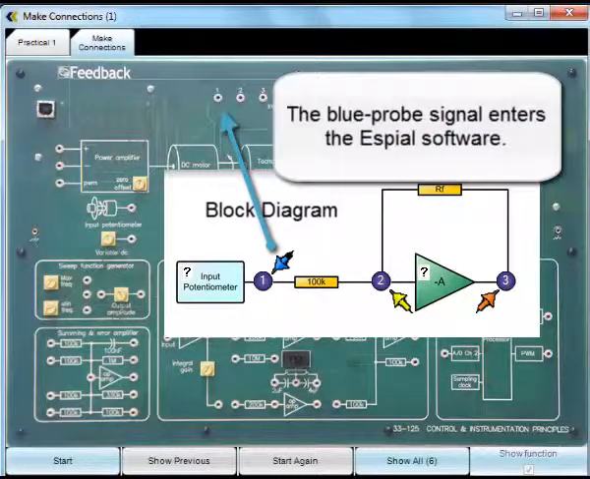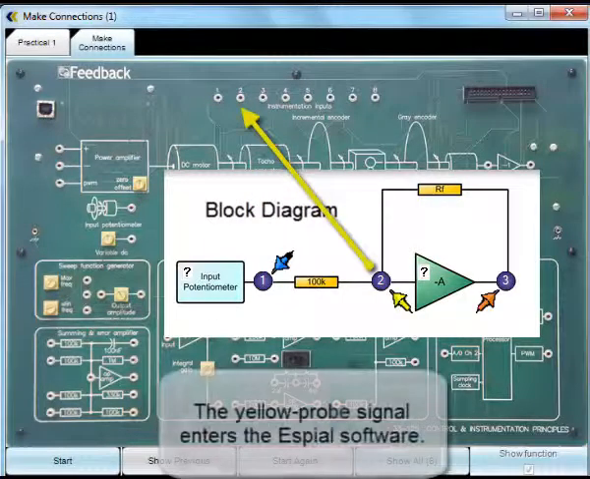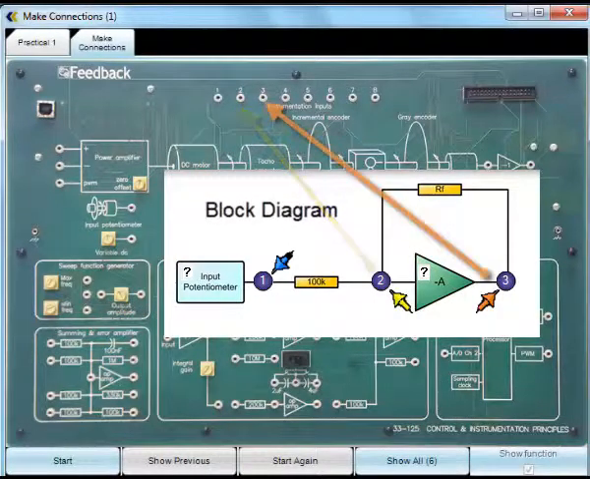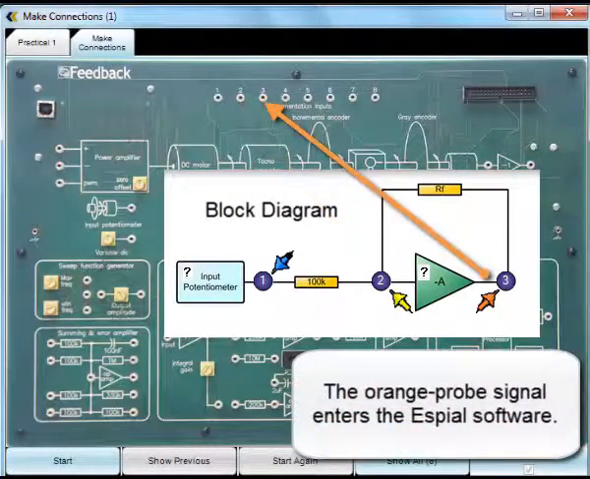The blue probe signal enters the Espial software at that socket, and that jumper implements that. The yellow probe signal enters the Espial software, and that jumper makes the connection. The orange probe signal enters the Espial software at that socket, and that jumper implements that connection.